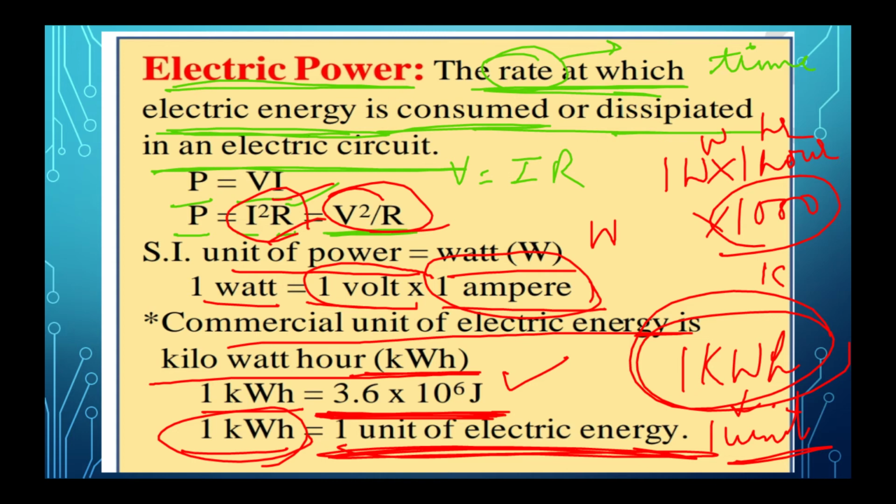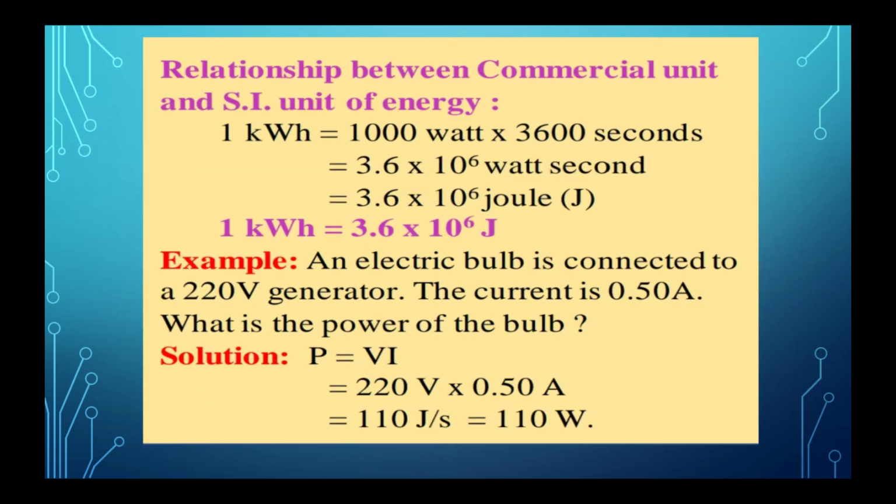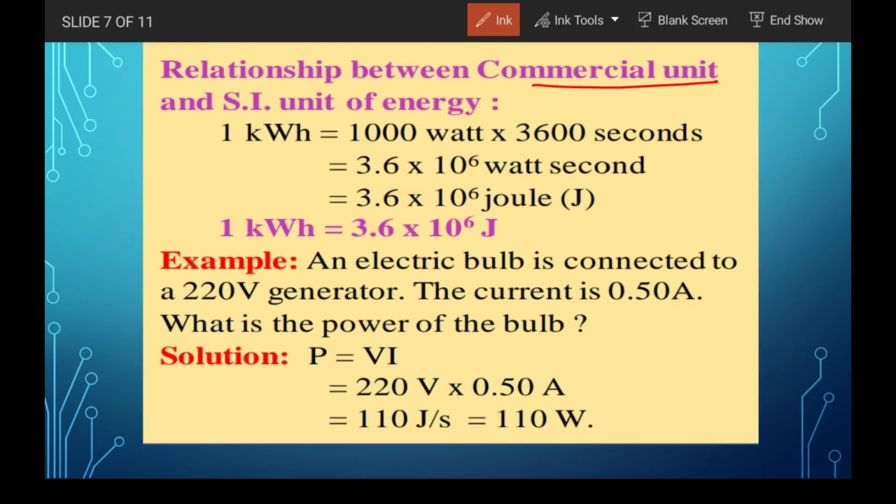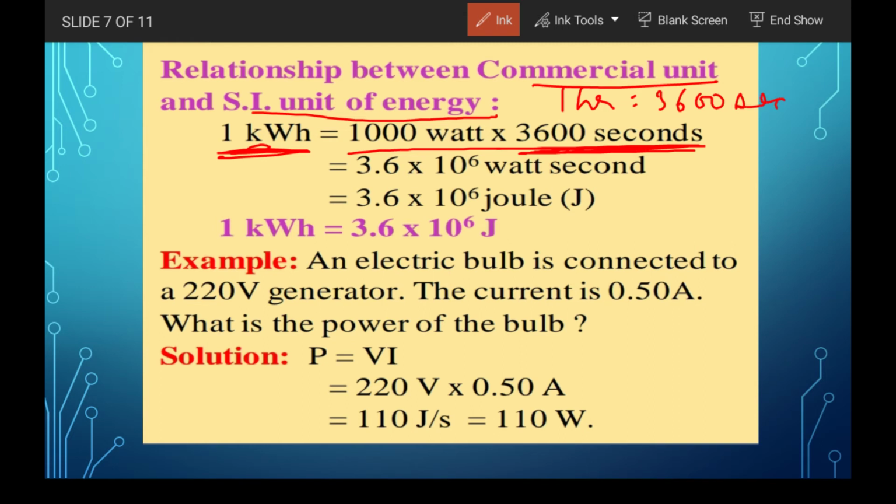Now moving further, we get the relationship between the commercial unit and the SI unit of energy. We know that 1 kilowatt hour, as I told you, is 1000 watt, K standing for 1000, into hours. We convert the hour into seconds, since 1 hour is equal to 3600 seconds. So we get this energy from that. It was the derivation of this equation.